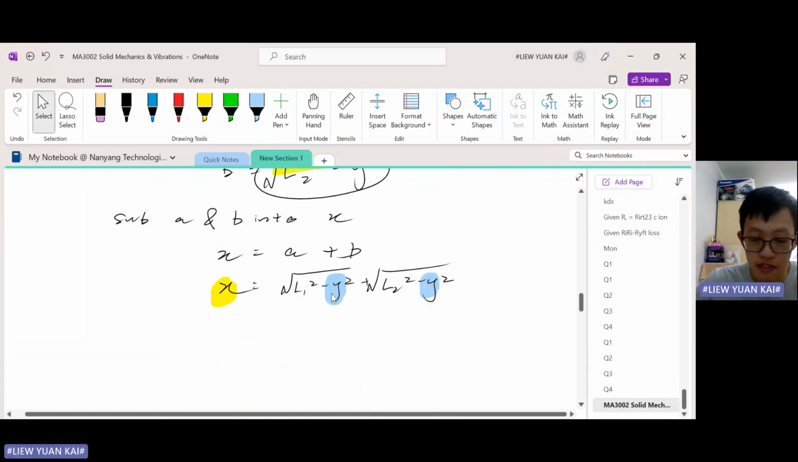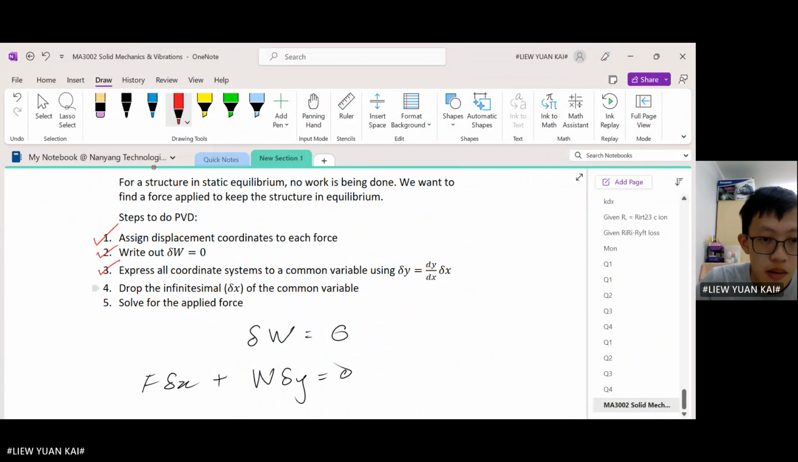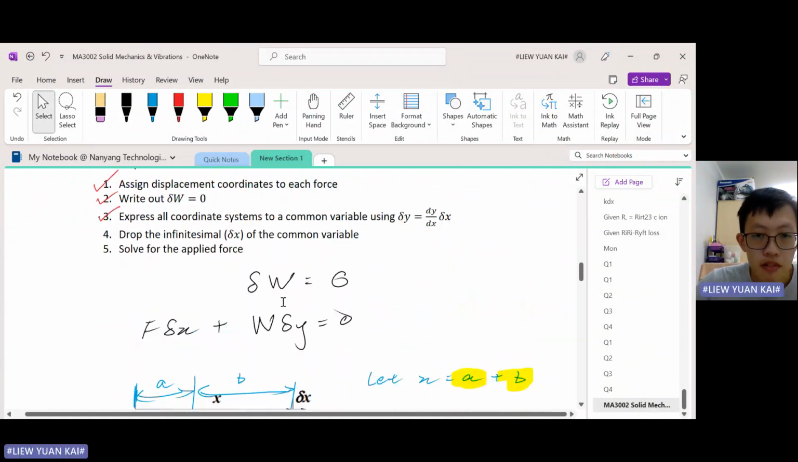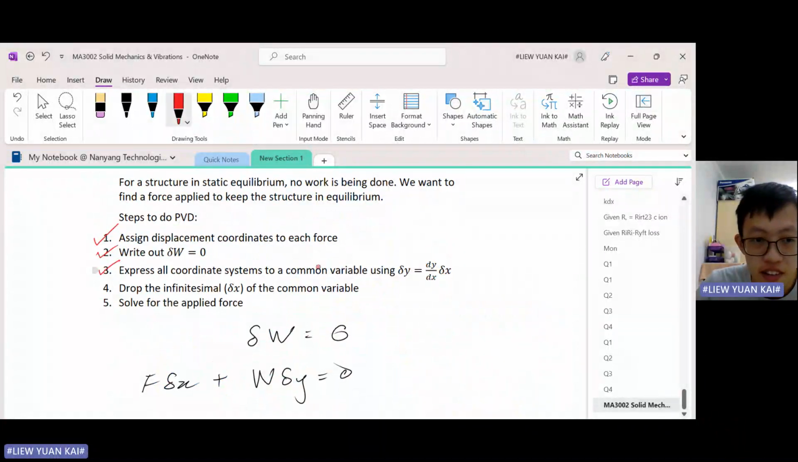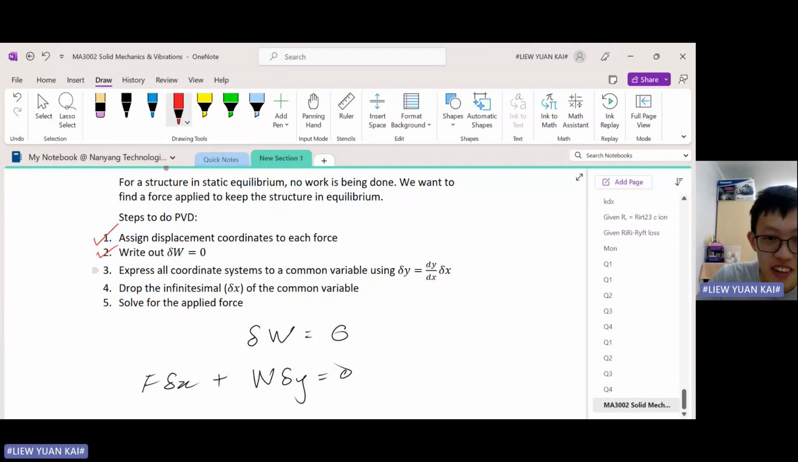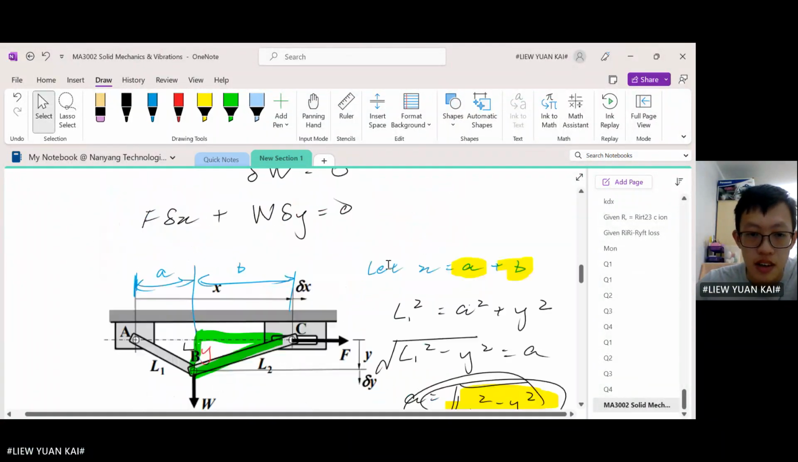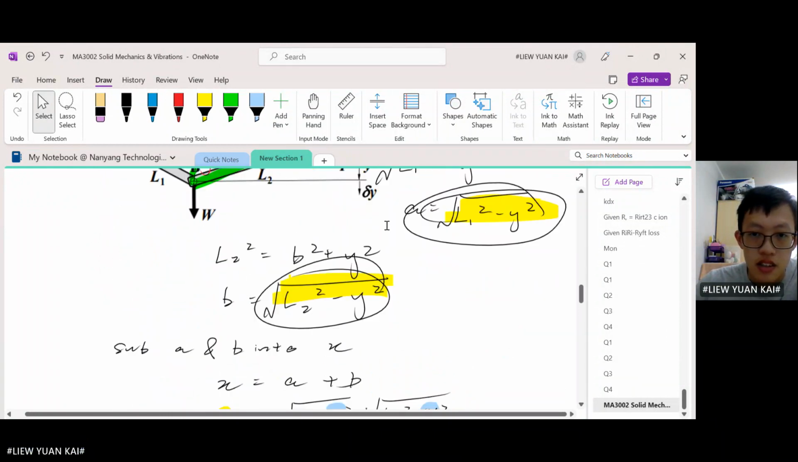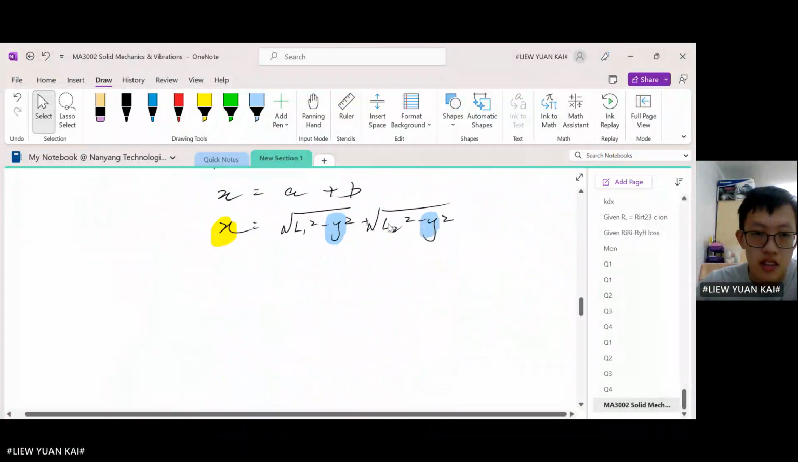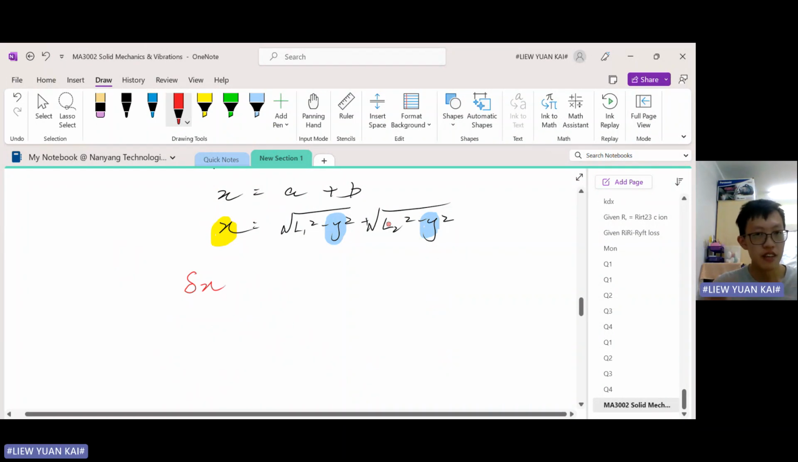So now that we found X in relation to Y, what's the next step? So this one's done. Drop the infinitesimal. Sorry, not drop the infinitesimal. Sorry, we haven't done part 3 yet. So the common variable that I'm using here is Y. So how do we use this formula? Okay. So we need to find delta X. Okay, you'll see Y later.